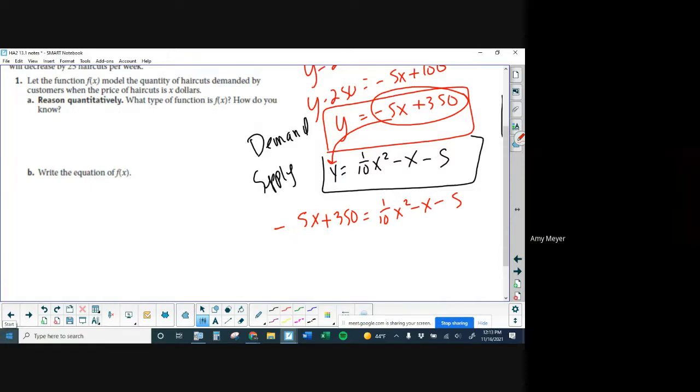Now, we haven't dealt with 1/10 much. Should we just get rid of the fraction? How do we get rid of 1/10? Multiply by 10. So I can't just multiply one number or one side by 10. I need to multiply this side by 10 and this side by 10. That's an easy number to multiply by.